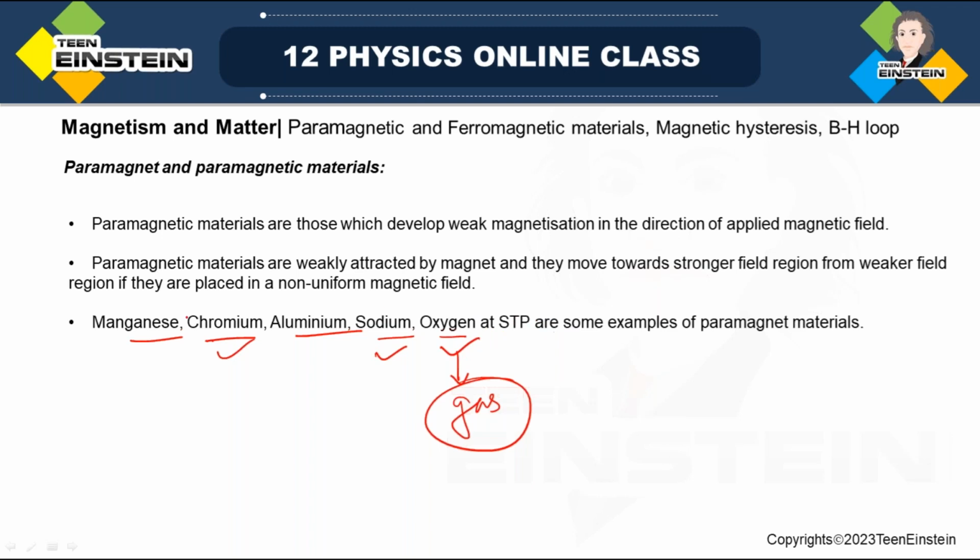So in the exam you may be given some examples, like maybe chromium. You will be asked to find out which one is a paramagnet out of 5 materials. Among them, if chromium, aluminium, sodium, oxygen, or manganese is seen, any one of these, then you can just choose that. There are many other paramagnetic substances. So you can check textbooks or elsewhere to get many more examples of paramagnetic substances.